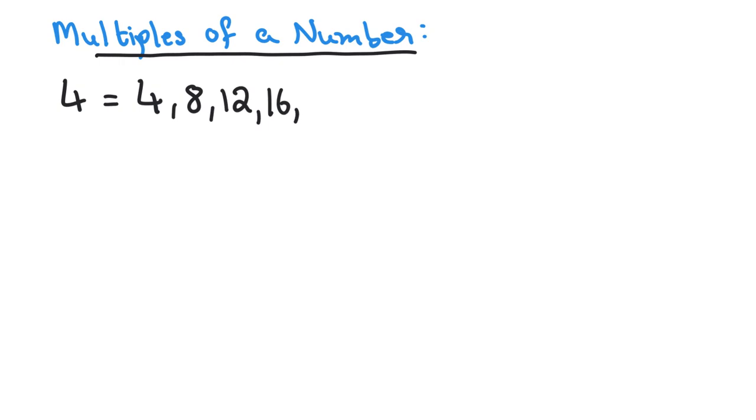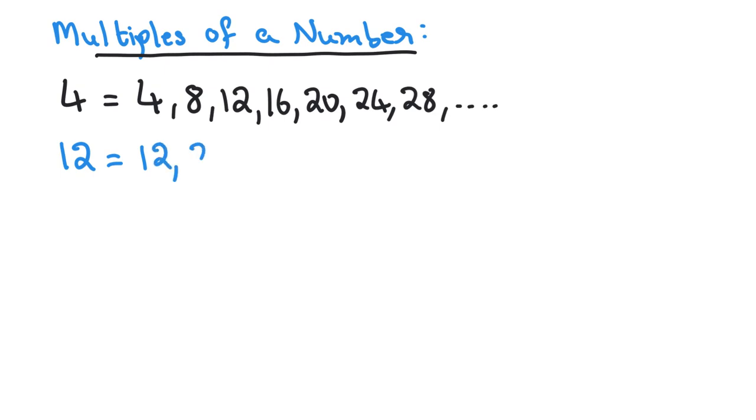Can you give me 3 more? 20. Good. 24. Okay. 1 more. 28 and so on. So these are called the multiples of 4. A quick try. Can you give me the first 4 multiples of 12? 12 times 1, 12. 12 times 2, 24. 12 times 3, 36. 12 times 4, 48. Do you get the idea what we mean when we say multiples of a number? Great.